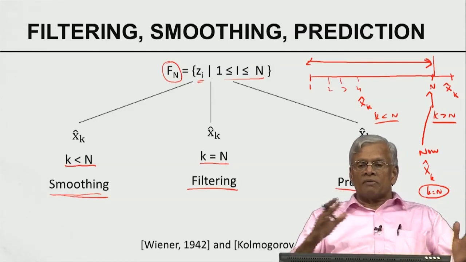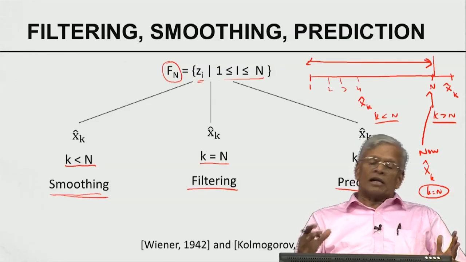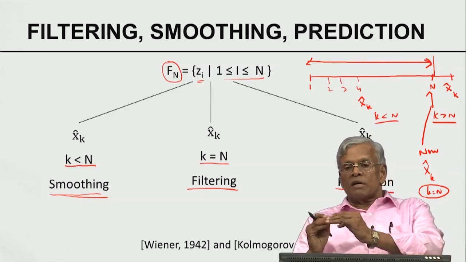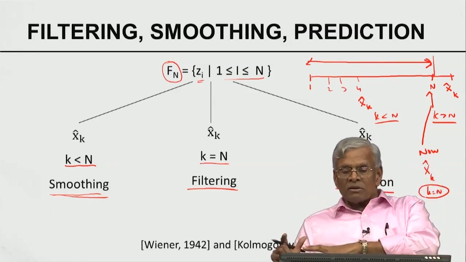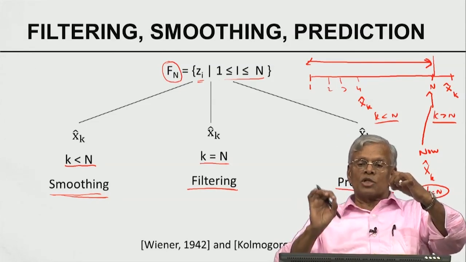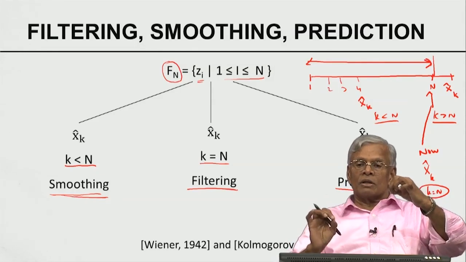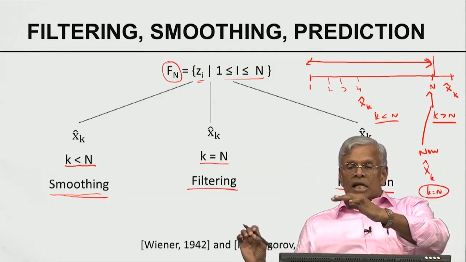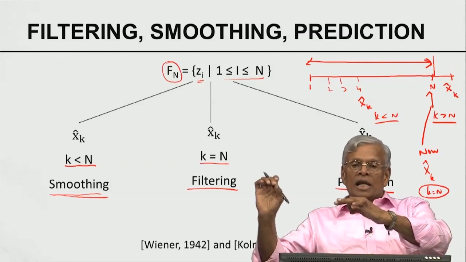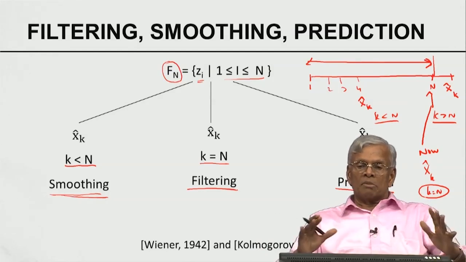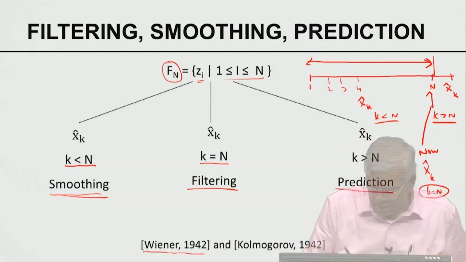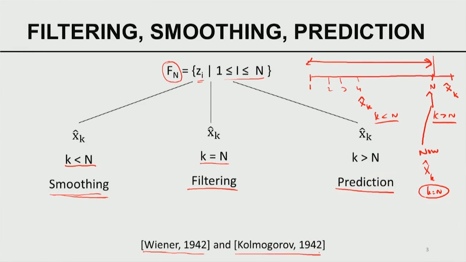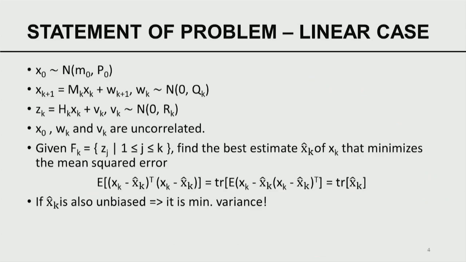Smoothing problem is, given a set of observations from 1 to n, I would like to estimate a state at a time in the past. Prediction problem is trying to estimate a state at a time in the future, given the set of observations. So, what is given to you? What do you want to estimate? What is the relation of the time index at which you want the estimate? Depending on the amount of observations available and the relation of the time index k with respect to n, where n is the last time at which an observation is available, we have three problems: smoothing, filtering, prediction. These are three classes of problems. This is a classic definition, widely accepted. This is due to the pioneering work of Wiener, and these classifications have been known since the early 1940s.